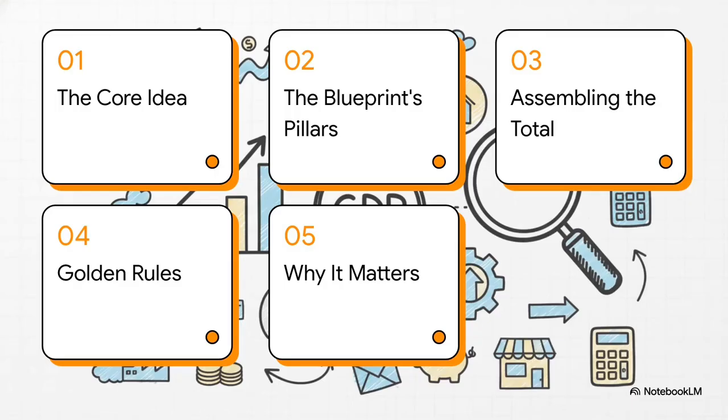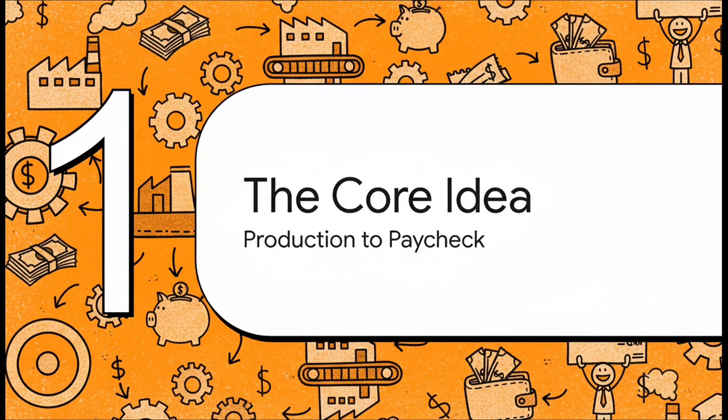So here's our game plan. We'll start with the core idea behind it all. Then we'll dive into the three main pillars of income, see how they all get put together, cover the super important rules of what to count, and finally, wrap up with why this whole thing actually matters. All right, let's get right to the heart of it.